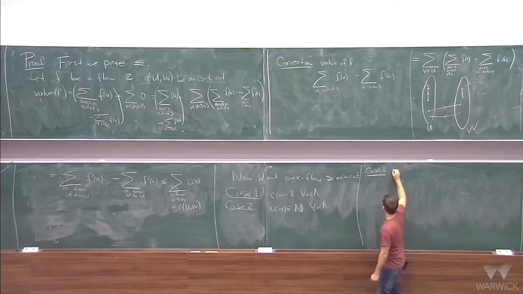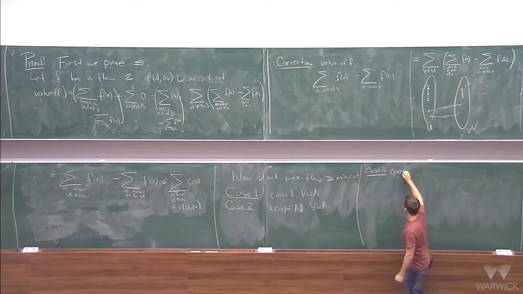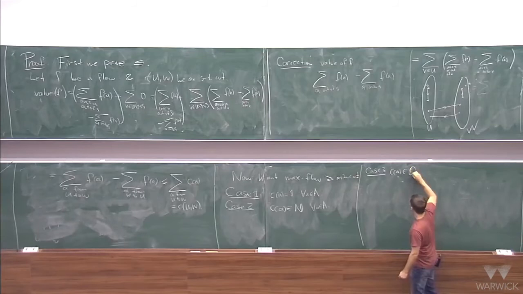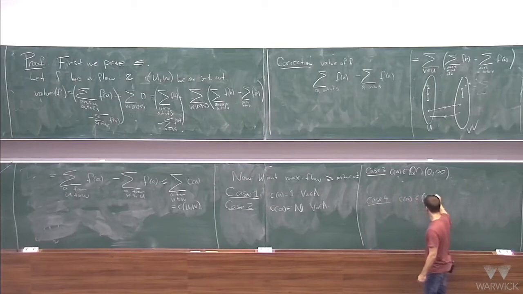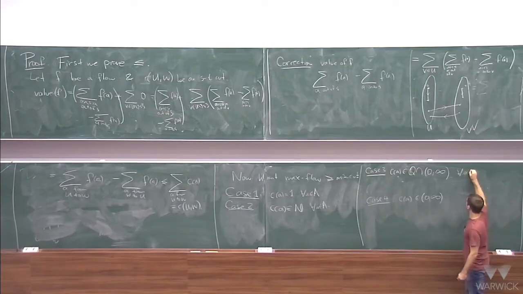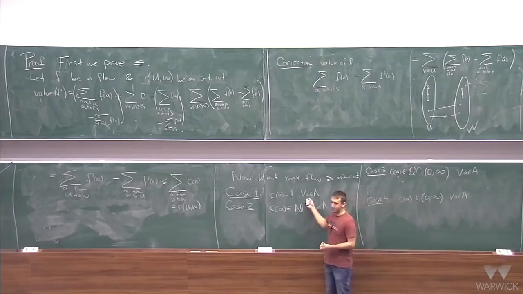Case 3 is that all the capacities are positive rationals, okay? And the fourth case is the general case. So these are just positive reals. So does anyone, maybe people won't want to answer, but does anyone see how, if you knew case 1, you could prove case 2?